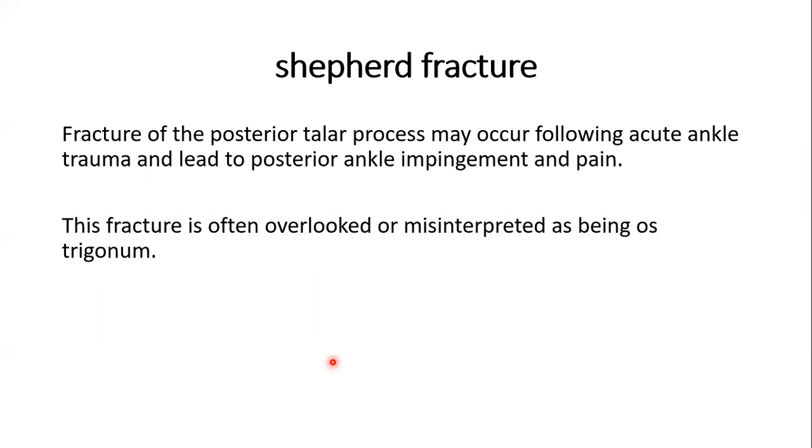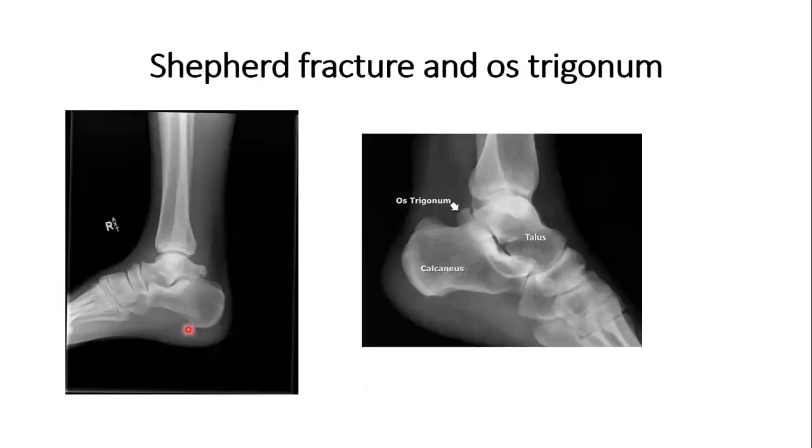Shepherd fracture. Fracture of the posterior talar process may occur following acute ankle trauma and lead to posterior ankle impingement and pain. This fracture is often overlooked or misinterpreted as being os trigonum. Lateral X-ray of the foot showing Shepherd fracture and lateral X-ray of the foot showing os trigonum.